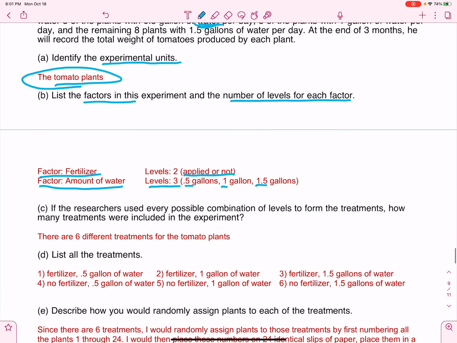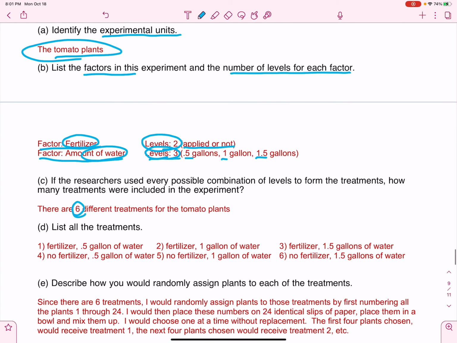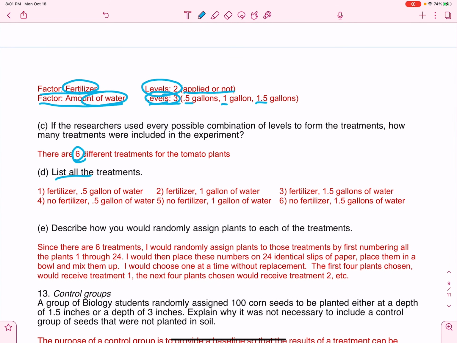If I use every possible combination of levels to form my treatments, how many treatments would there be? There are 2 levels of fertilizer, and there are 3 levels of water. So that gives me 2 times 3, which is 6. So there are 6 different treatments. Now we're going to list all of them, and it's a little easier once you list them to see how many there are, because we've got fertilizer applied with each specific water amount, and we've got no fertilizer applied with each specific water amount. So that gives me 6 total treatments.